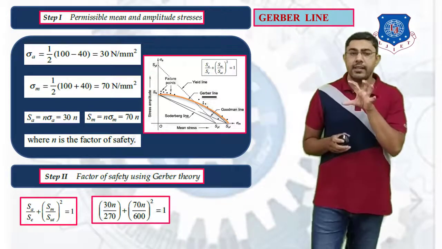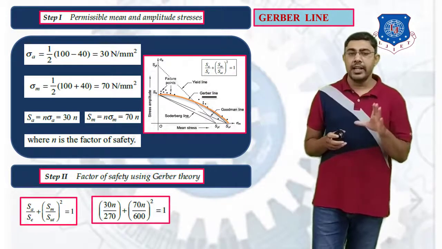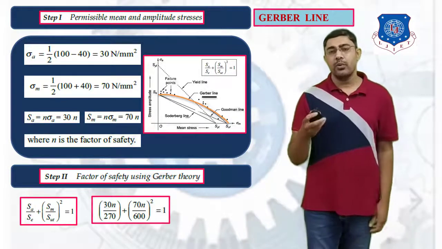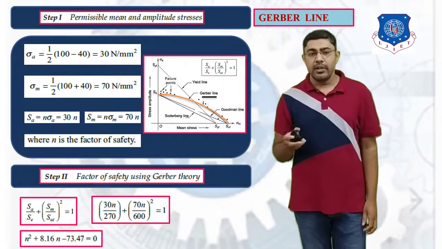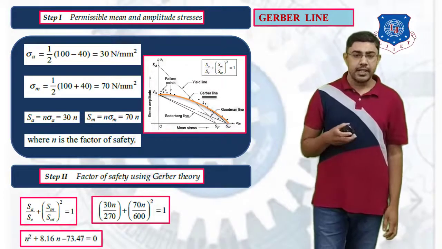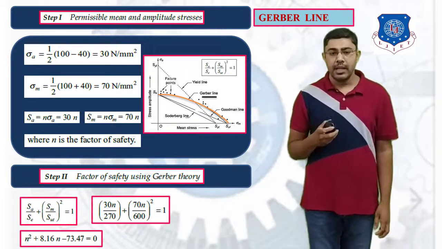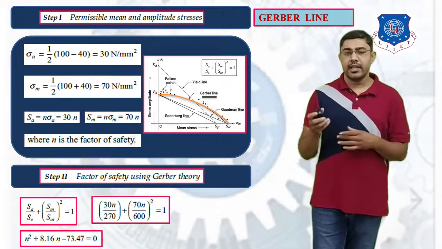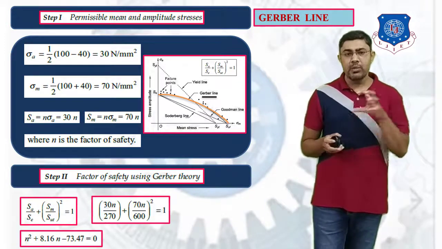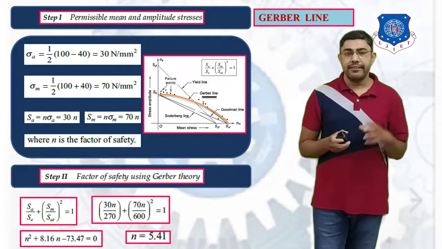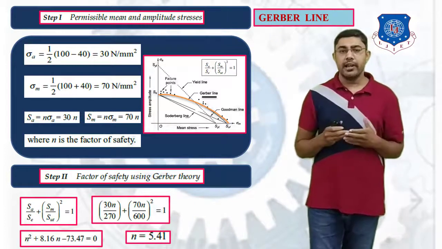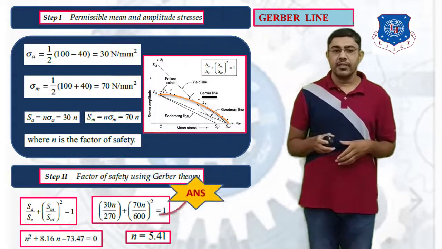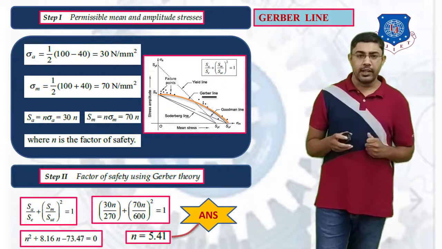So now this equation is in terms of n, and n is the factor of safety. We have to simplify this equation to find the value of n. If we simplify it, the equation becomes n square plus 8.16 n minus 73.47 is equal to 0. By solving this, we find the factor of safety according to the Gerber line criteria is 5.41. So this is the answer we want to find according to the Gerber line.